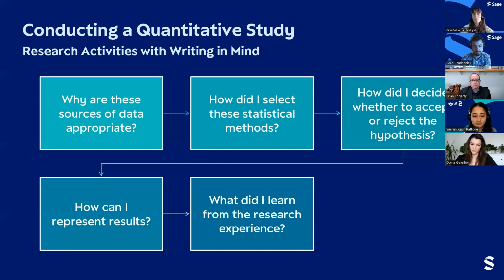This is absolutely crucial: making sure that your methods section is clearly outlined and clearly describes all of what we're talking about today. That's one of the biggest reasons for rejection that we see editors say. And so that's why we're talking about planning this study with writing in mind.